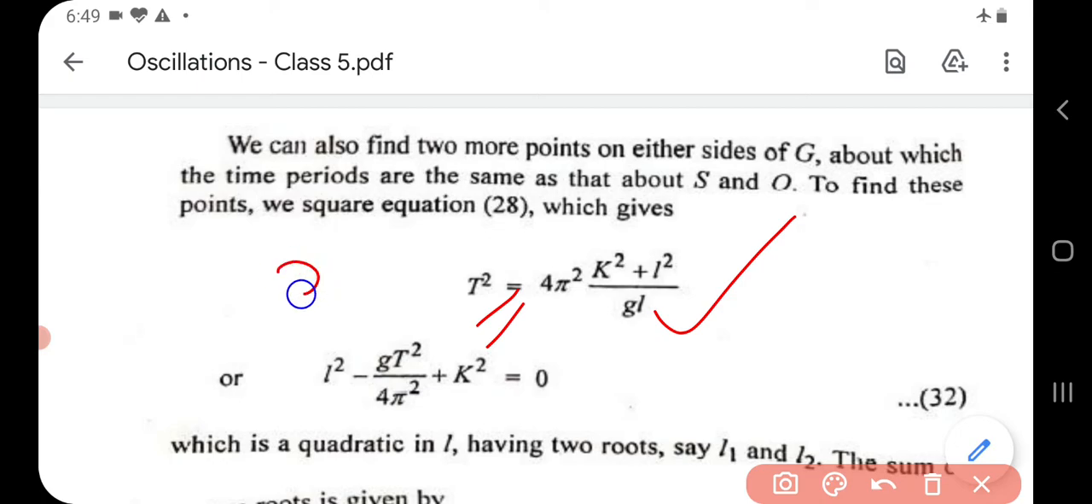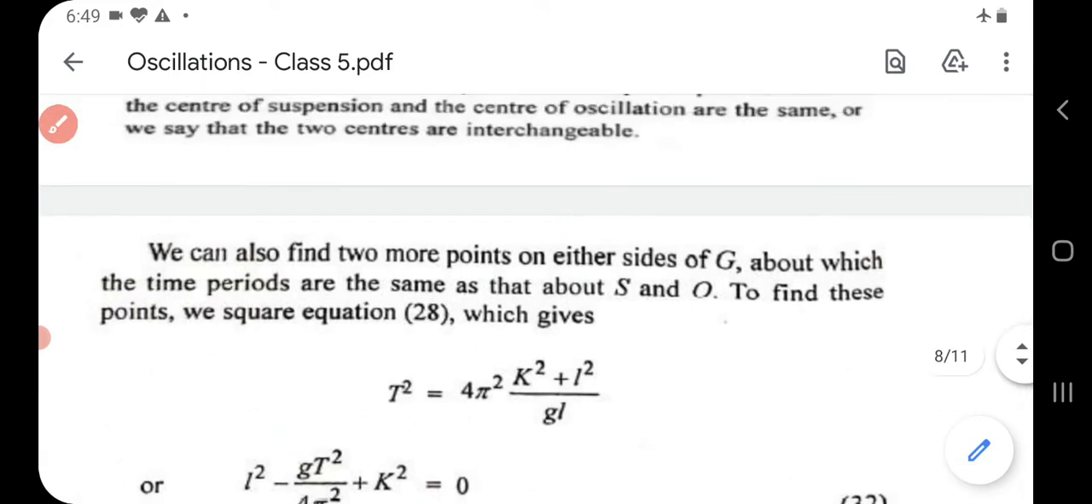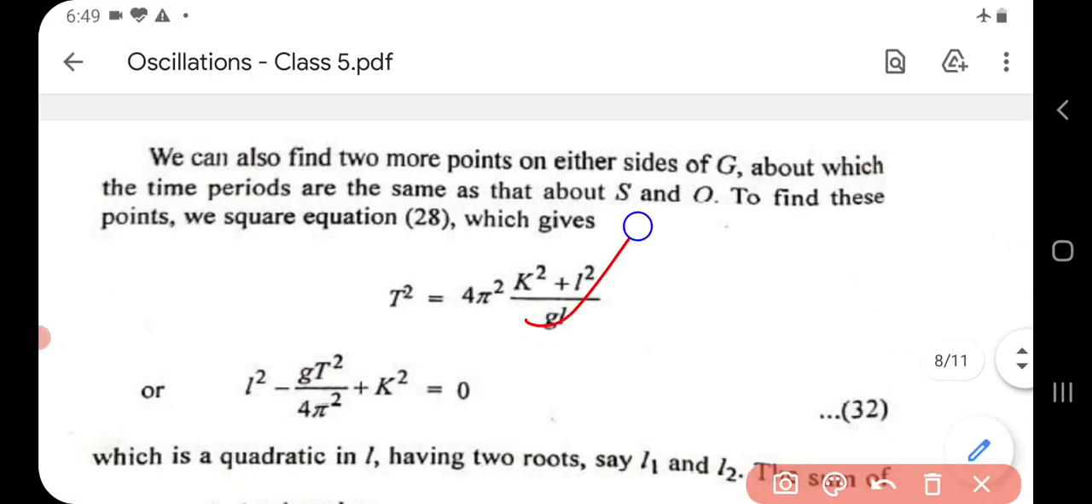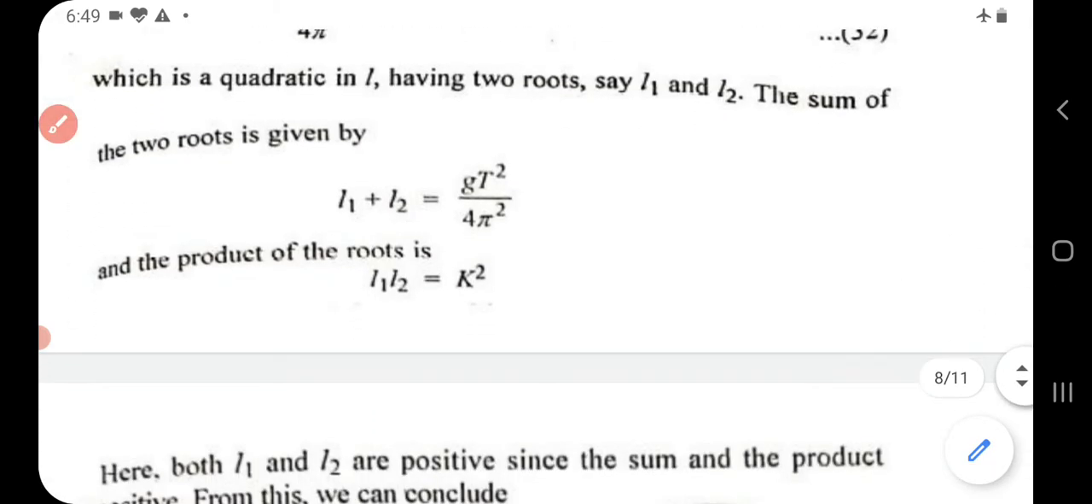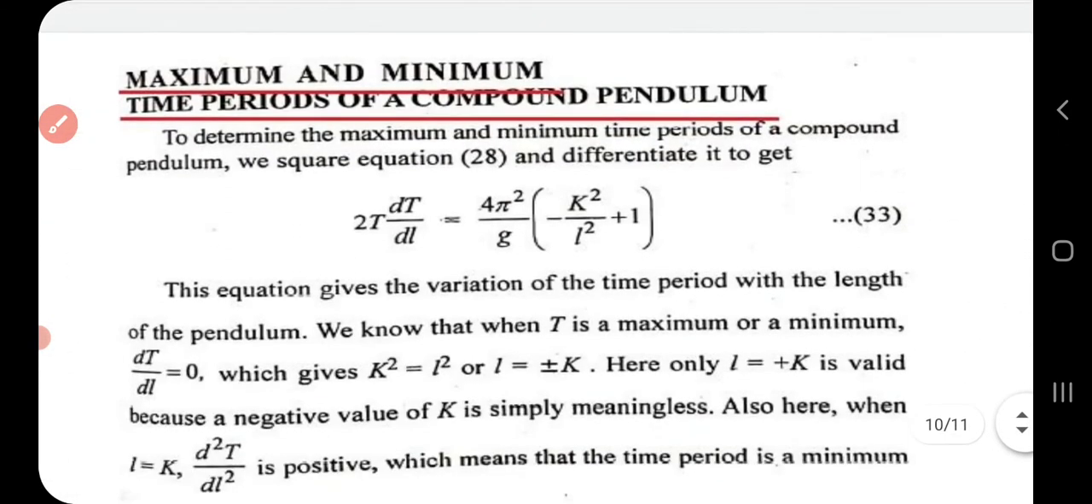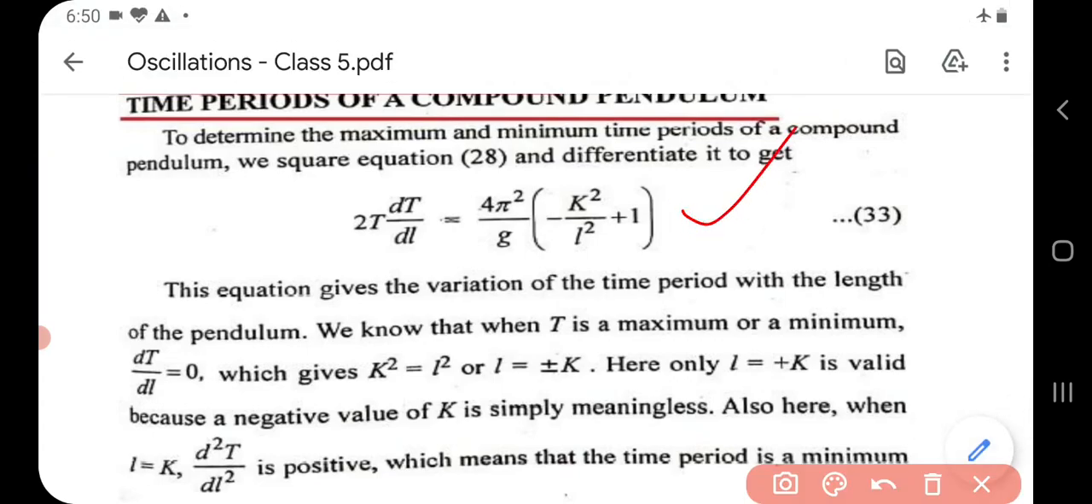This will be 2T dT by dL. Like that you differentiate this equation, and that is what they have written here. I am not differentiating, you just do the differentiation part. On differentiating you will get it like this. Now from this expression, what does it give? It gives the variation of time period with the length, dT by dL.